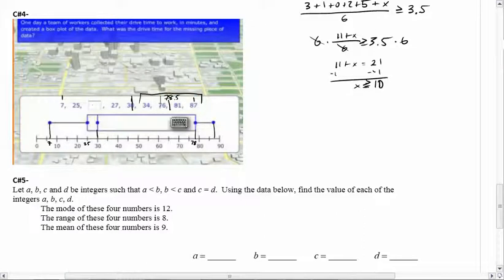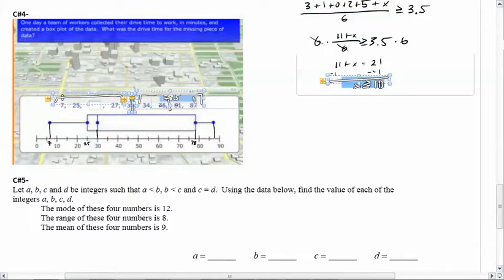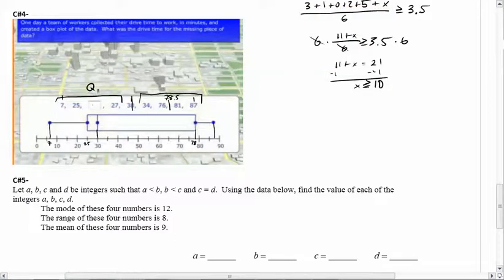So at this point, I'm going to go to the other side. And I'm going to say, okay, I need to do the same thing down here. So I've got 7, 25, something, and 27. I'm looking at these right here, and I want the first quartile, right? I want Q1. So quartile 1, I want to be 25. So I go 27 and 7, 25.